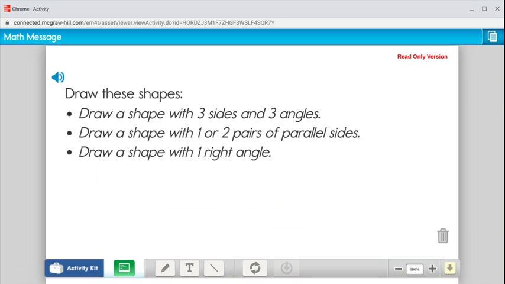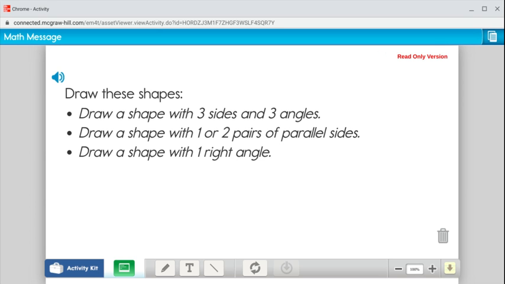Right? So if you even look right here, this shape down here, just this little box, this is a right angle, this part right here. Okay? If we look at the top here, this part of our math message is a right angle. Okay, so it's a perfect corner that makes a right angle.